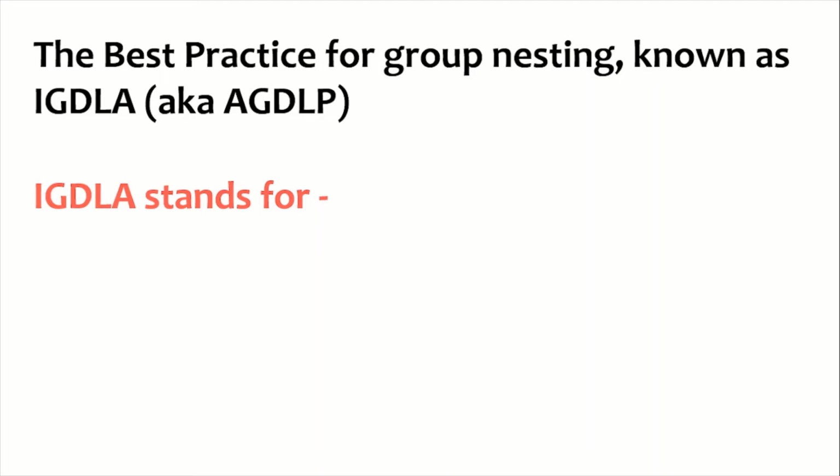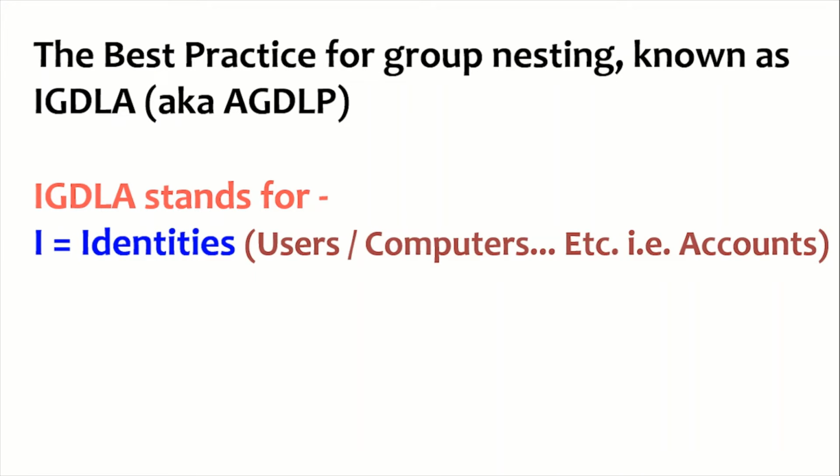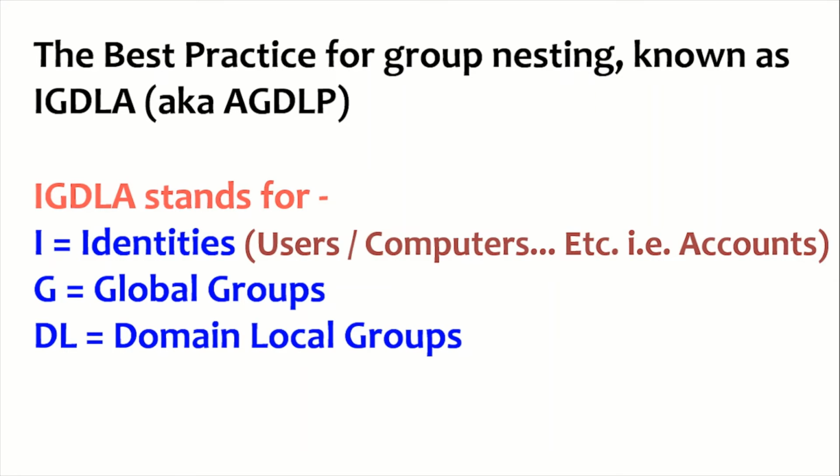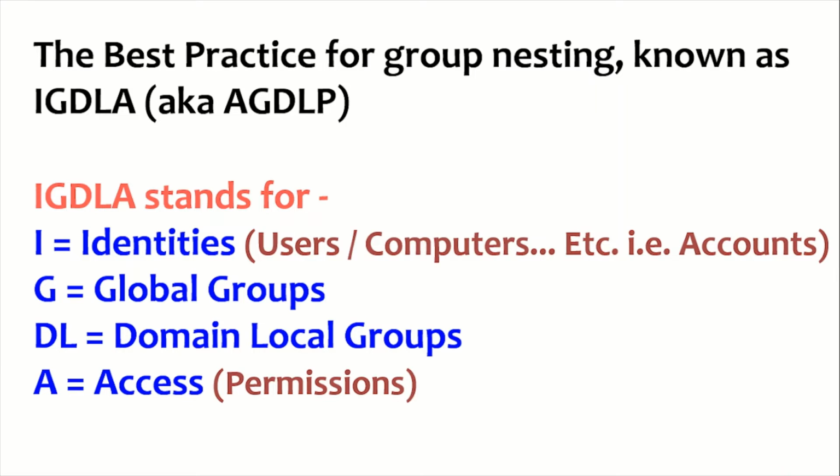IGDLA stands for: I stands for identities, that is users, computers, etc., that is accounts. G stands for global groups. DL stands for domain local group, and A stands for access or permissions. So that is AGDLP: account, global group, domain local group and permissions, or identity, global group, domain local and access.